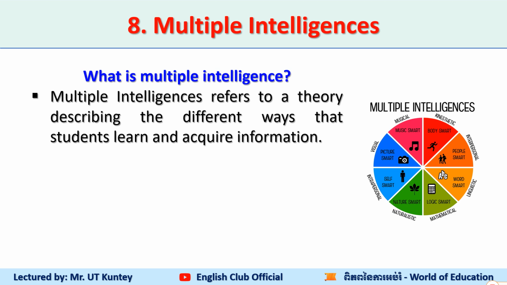Multiple intelligence includes the use of words. Sometimes we use words, sometimes we use numbers, sometimes we use pictures, music, or the importance of social interaction. Introspection. Do you know introspection? Physical movement, or sometimes being in tune with nature.